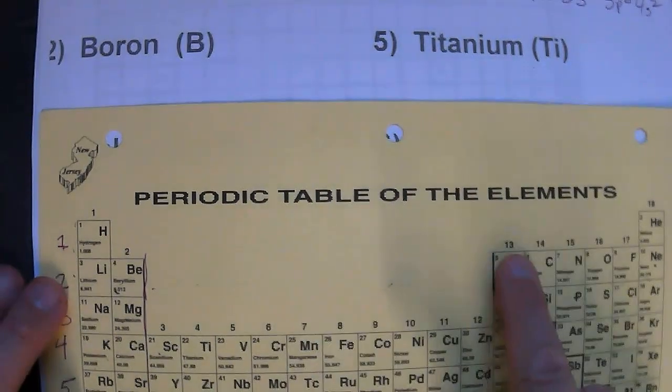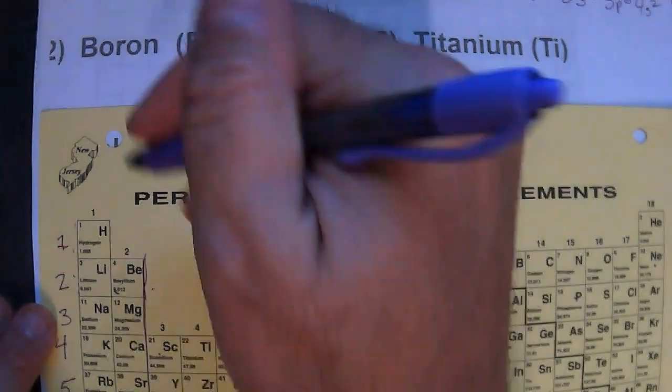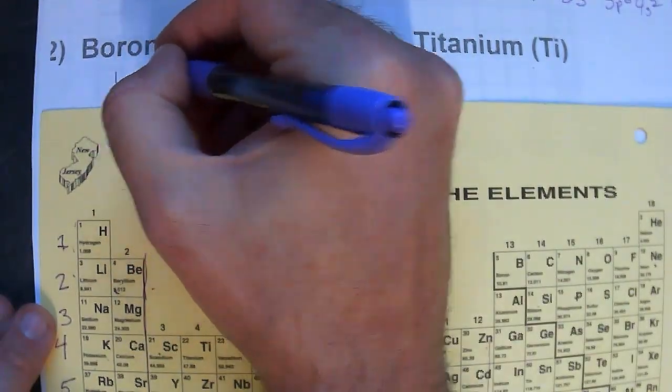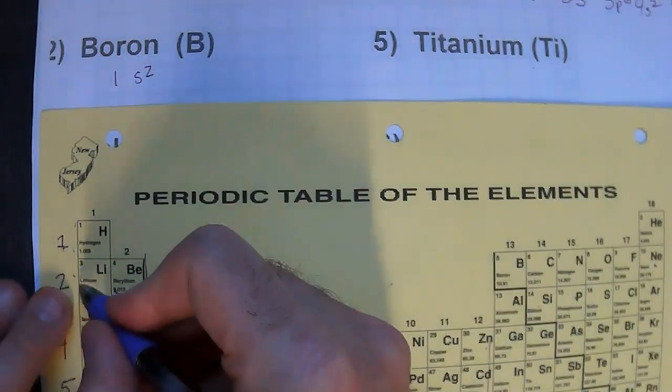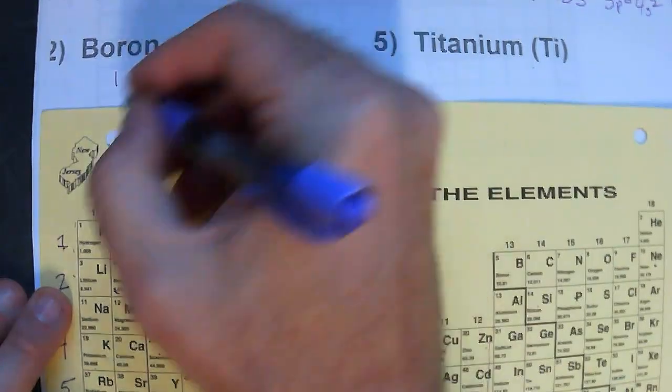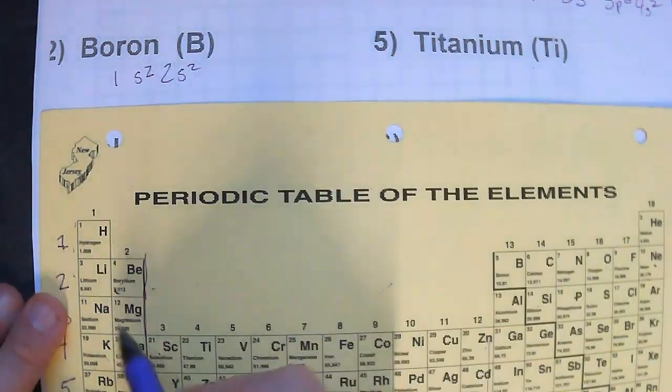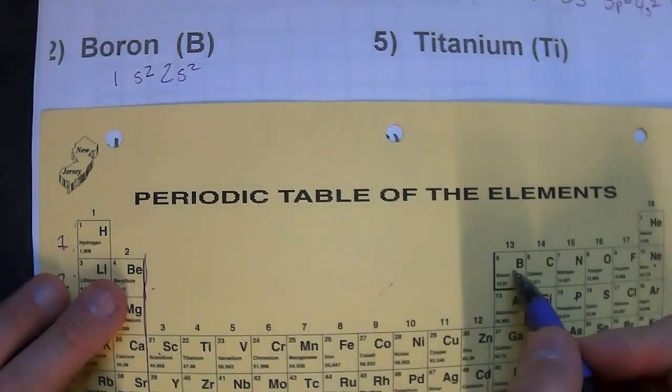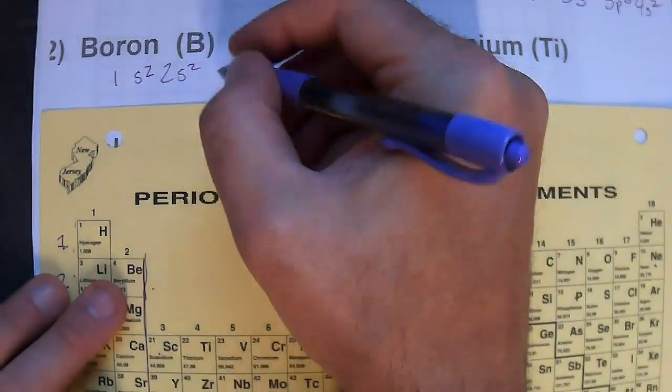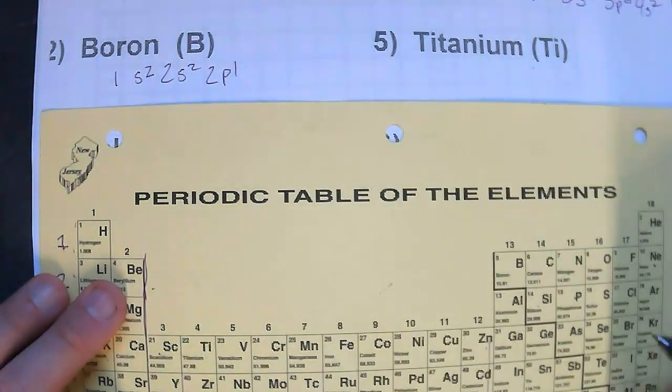But let's do boron. Boron's here. Okay, so again, we're going to start 1s2, and then we're going to come down to 2s2. I don't know, my 1 is way far away, but that's okay. 2s2, and then back over to here, make the big jump over to the p's, to 2p1.